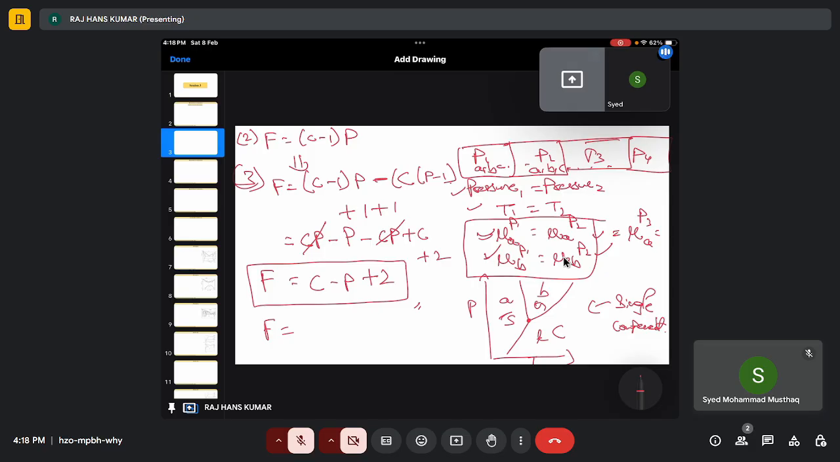We have fixed the pressure and temperature, right? There are two components, pressure and temperature. So there are two. We didn't fix anything. So components: one.